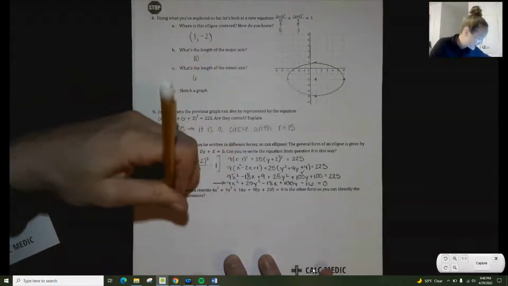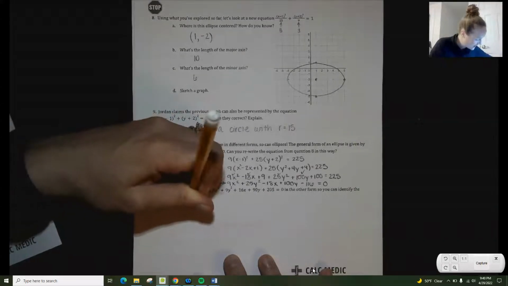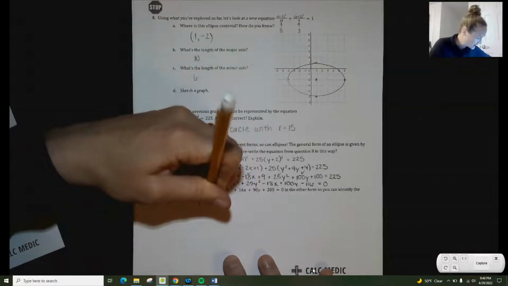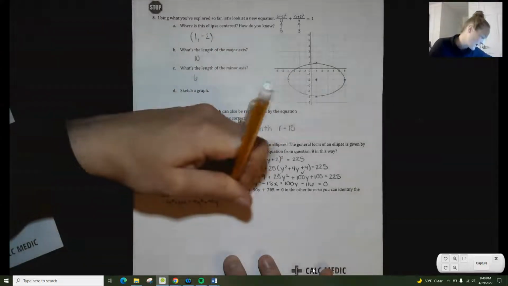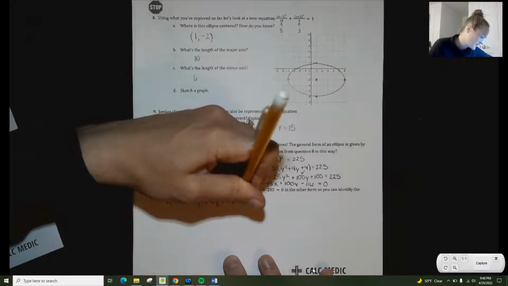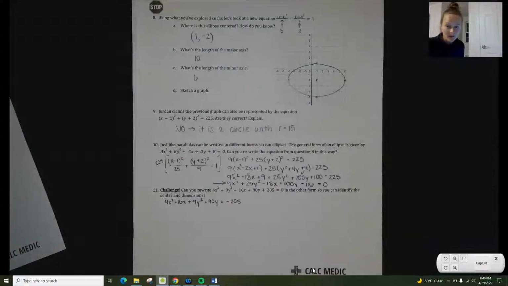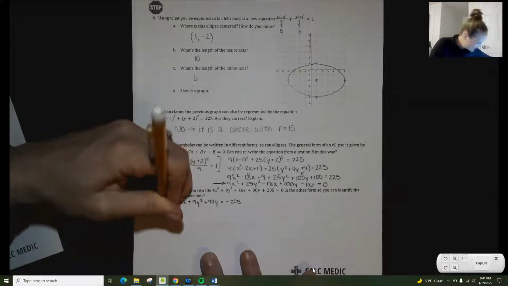So I have the x's with the x's, 4x squared plus 16x, the y's with the y's, plus 9y squared plus 90y. And I'm going to move the 205 over to the other side. So minus negative 205. So here I am. So I am going to complete the square, but as you can see in these original equations, I don't have leading coefficients. I end up having denominators.